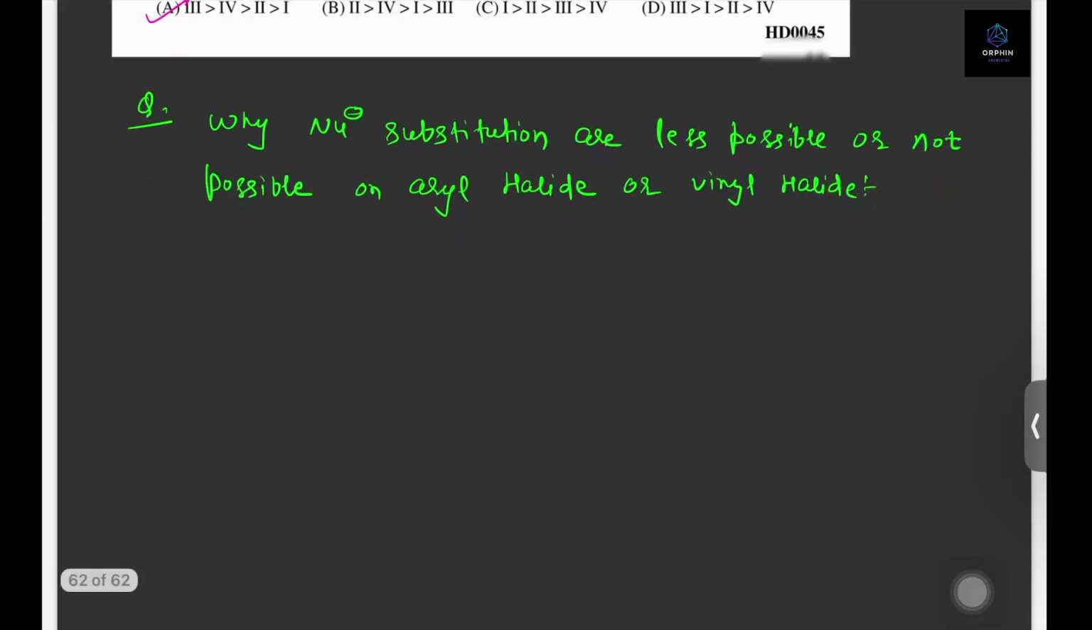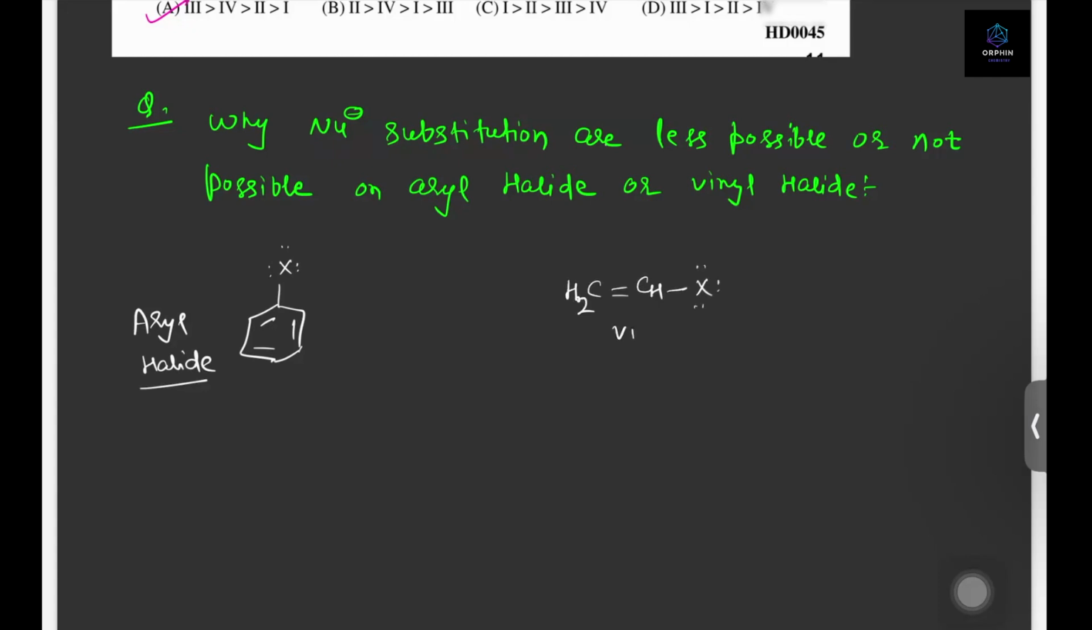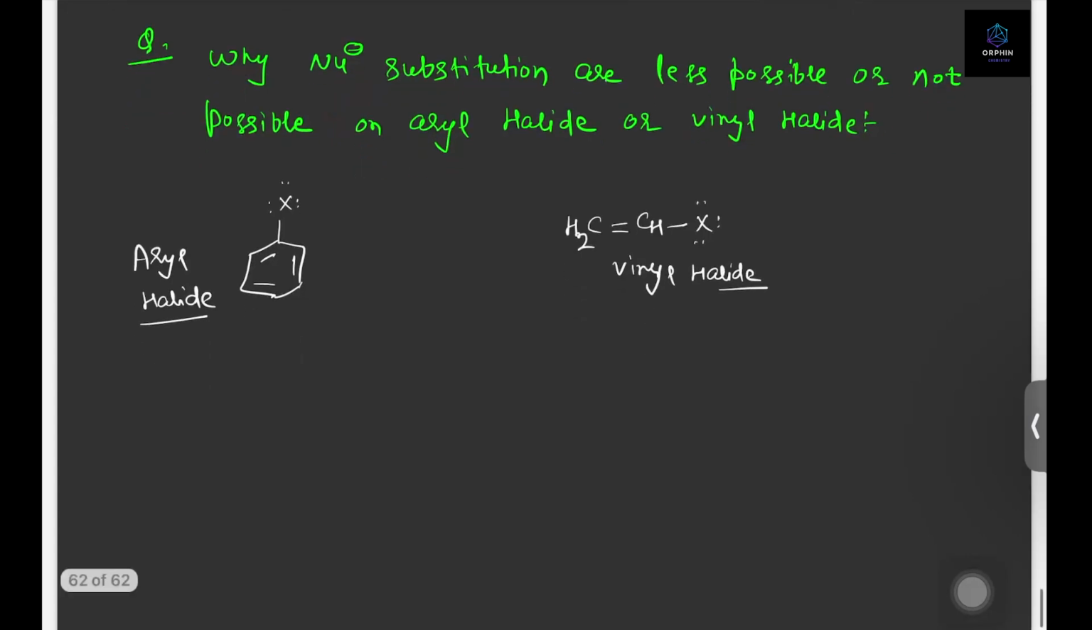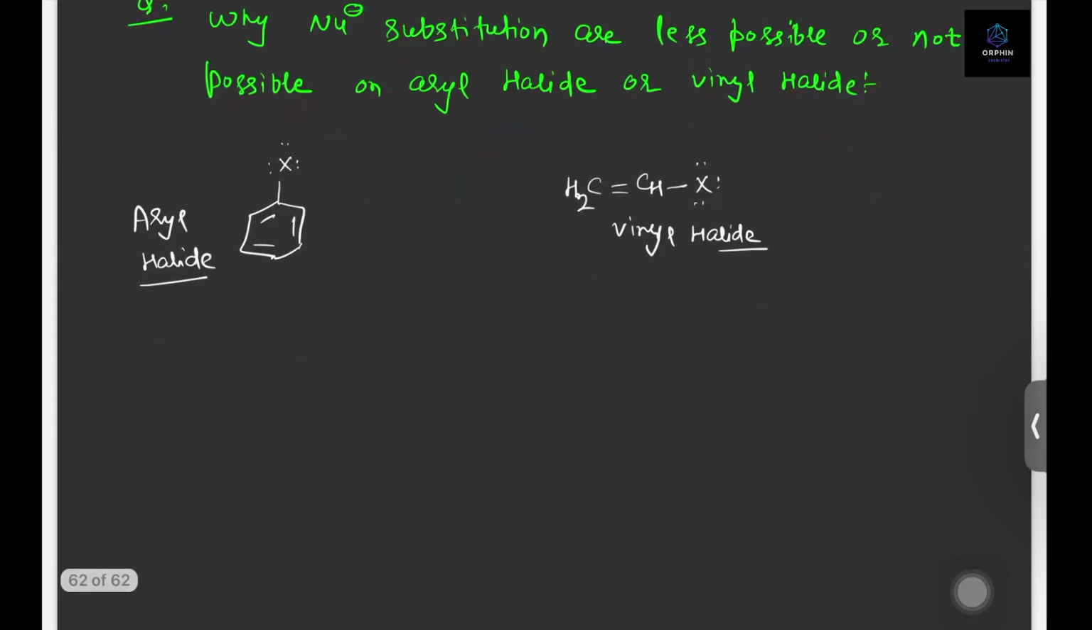So we can take the benzene ring, and then we can take the halogen. Suppose this is a benzene, that is aryl halide. When halogen is attached to the benzene ring, that is aryl halide. And what is vinyl halide? CH2 double bond CH and that X. That is called vinyl halide. So aryl and vinyl halide, why can the substitution not happen?